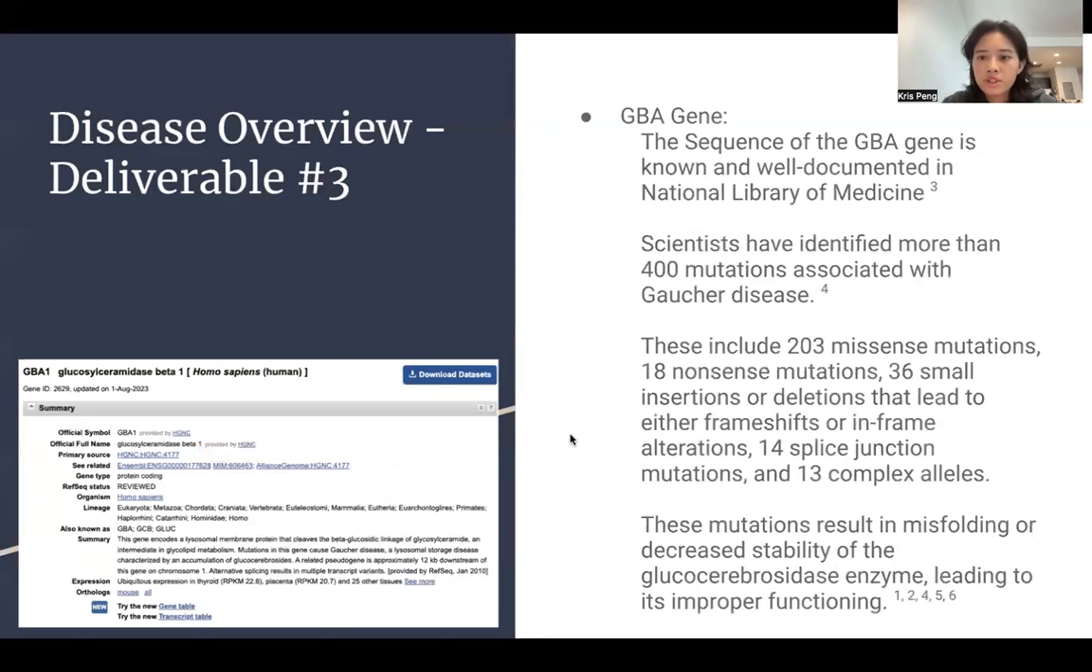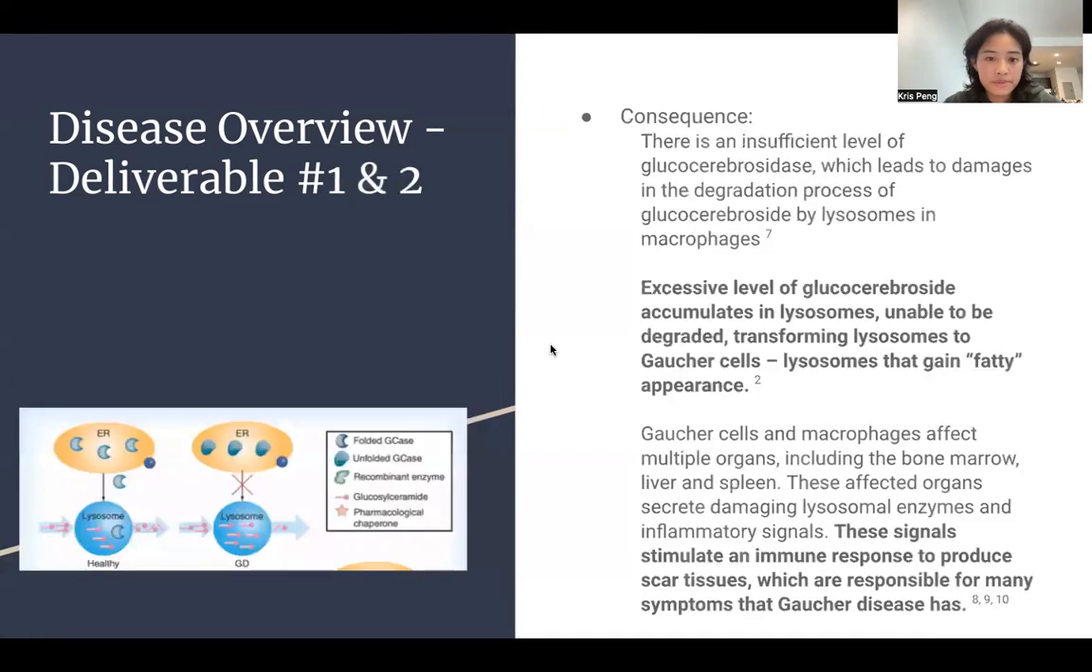So the sequence of the GBA gene is already known and well documented in the National Library of Medicine. Scientists have already identified more than 400 mutations associated with Gaucher disease. These include missense mutations, nonsense mutations, small insertions or deletions that lead to either frame shifts or in-frame alterations, splice junction mutations, and complex alleles. And these mutations result in misfolding or decreased stability of the glucocerebrosidase enzyme, leading to its improper functioning.